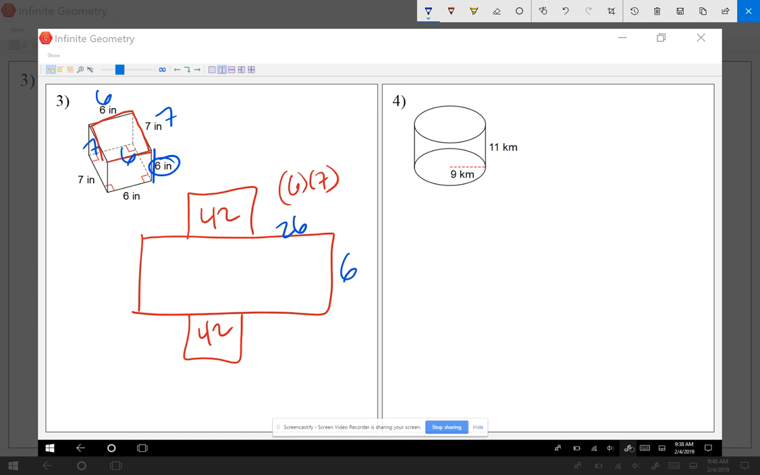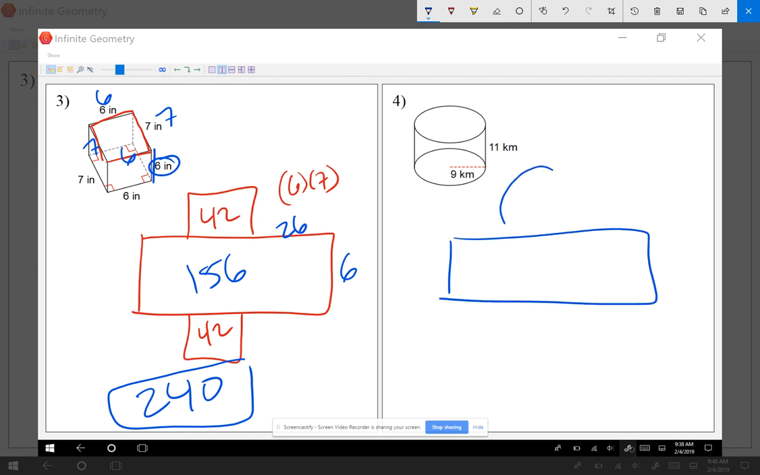So now for the rectangle in the center, I'm going to go 26 times 6, which is 156. Add all the 3 areas, and you get 240. All I'm doing is a big rectangle and 2 bases. That's all I'm doing. Even for a cylinder, question number 4, I'm going to do a big rectangle.